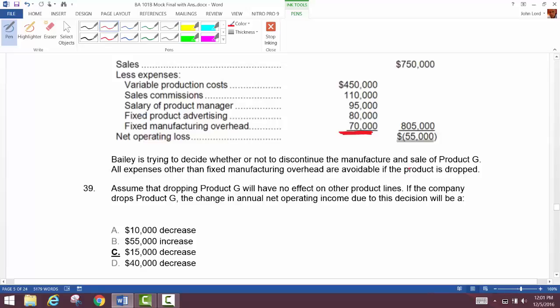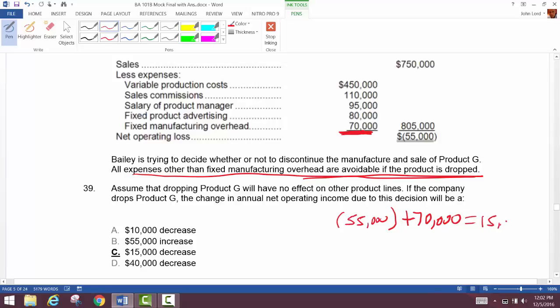Where they say they're trying to decide whether, and all expenses other than the fixed manufacturing overhead are avoidable, I should say. The fixed manufacturing overhead are avoidable. So I'm looking at that and I'm saying, okay, look, right now I have a $55,000 loss here, don't I? And what would happen? I would no longer have this 70,000. I mean, I would still have this 70,000 to which there wouldn't be any contribution. So I would have what? A $15,000 decrease, right? Is the way I looked at that.